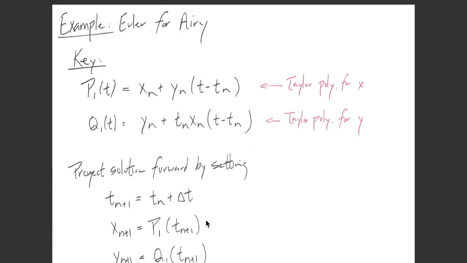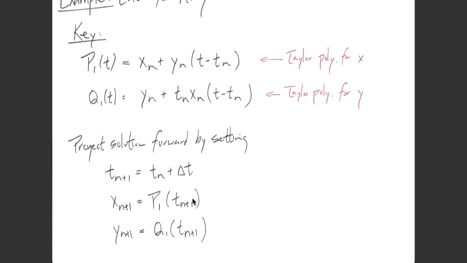Okay, so the key thing here is to use those Taylor polynomials that we just computed to project the solution forward. And we'll do that in the same way as we have been. That is, the next time step is the current time step plus the step size, delta t. We're going to use 0.1 for that.